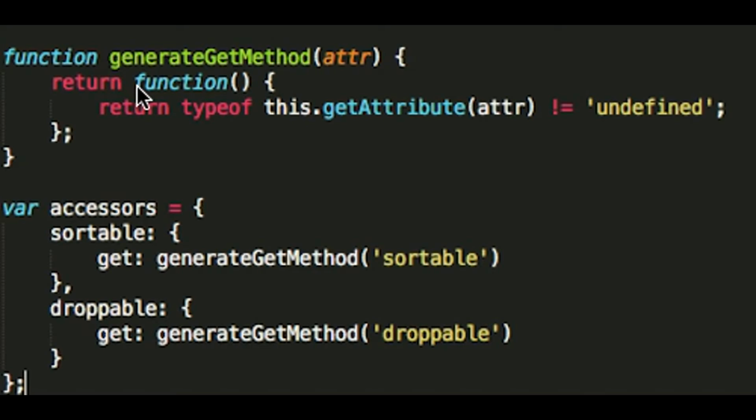If we look at this function generateGetMethod, we see that the value it is returning is not anything that we've seen in the previous examples. It is in fact an anonymous function, what we had discussed in the first example. So we can see that function literals can also be returned as return values for JavaScript functions.